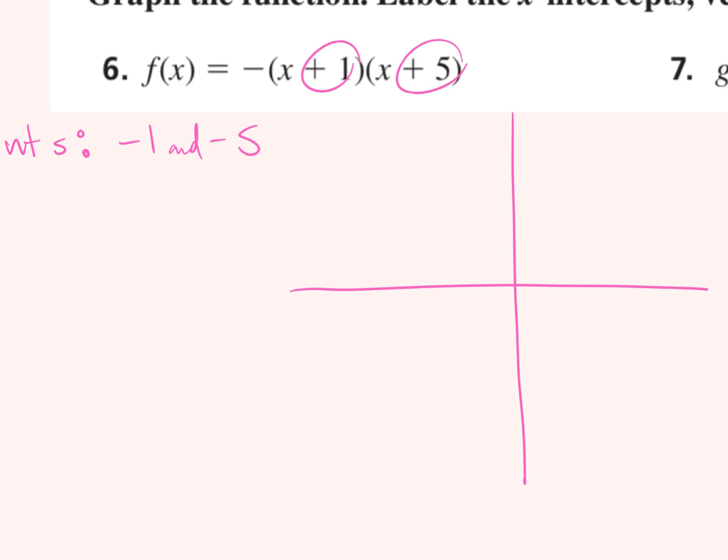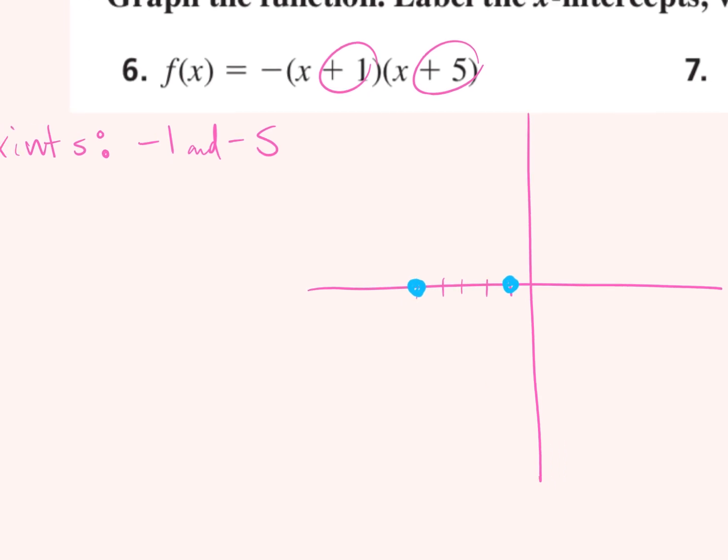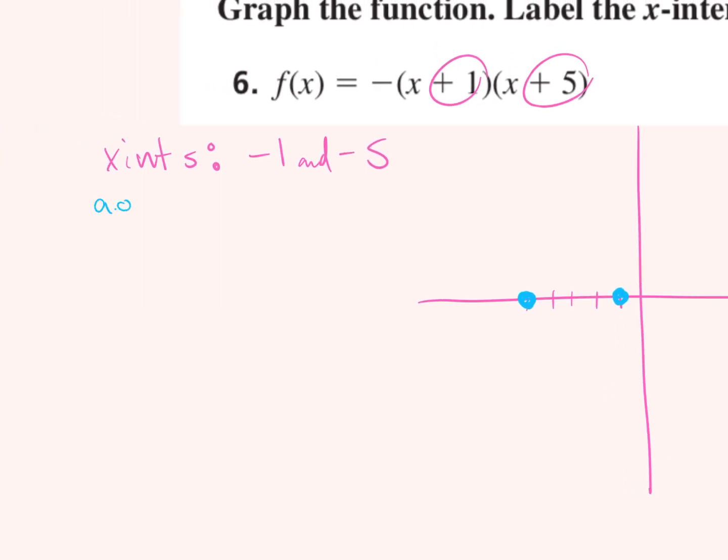So let's go to our graph. We're going to cross the x-axis at negative 1 and negative 5. How do I find the axis of symmetry? P plus Q over 2. Add them together and divide by 2. So negative 1 plus negative 5 over 2. So we get negative 6 over 2, which is negative 3. So my axis of symmetry is going to go right through negative 3.